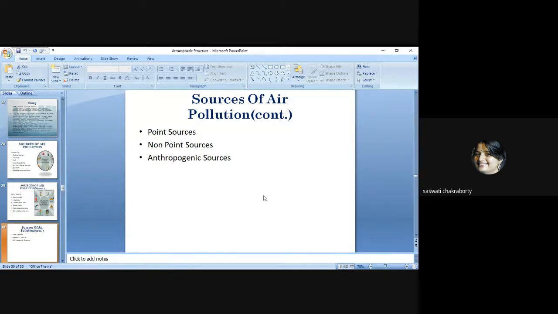And when the smoke fills the air at distant places, with a diffused effect, this is a non-point source. And anthropogenic sources are man-made sources. We human beings cause pollution by the use of paints and all those things, vehicles, and these are anthropogenic sources.